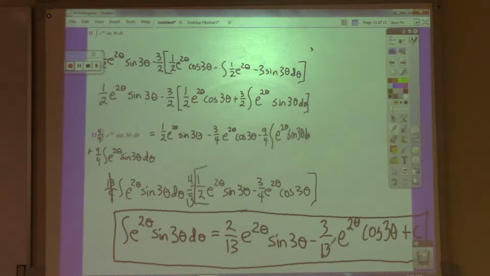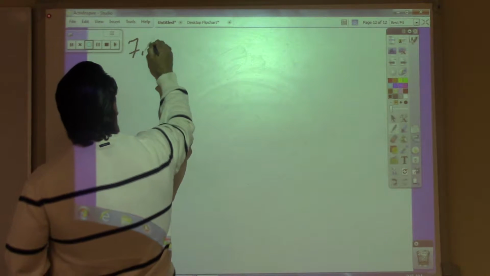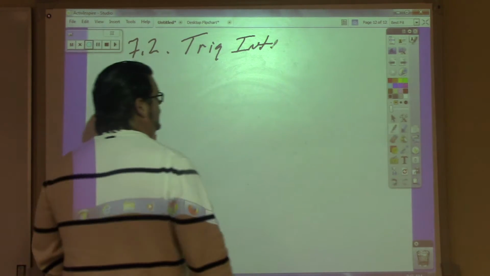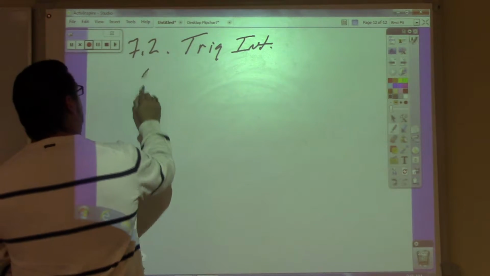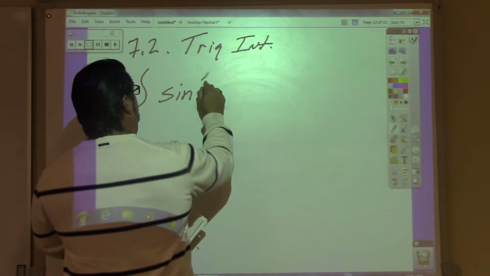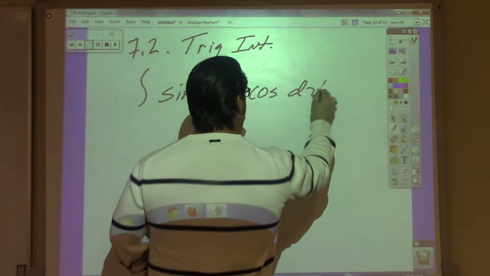All right, next section y'all have in this section, I think is just, hold on, trigonometric, yeah, that's what I thought it was. These are not that difficult. 7.2, trig integrals. And we'll start with something simple. Antiderivative of sine to the 5th power of x cosine dx.